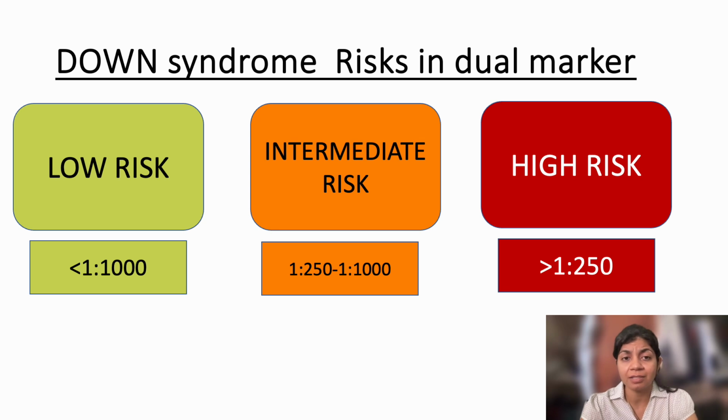Don't just look at high risk or low risk, look at the numbers, because according to the software, if they are not following the intermediate risk category, a risk of 1 in 251 or 1 in 252 will be called a low risk, right? So it is always very important to look at these numbers.